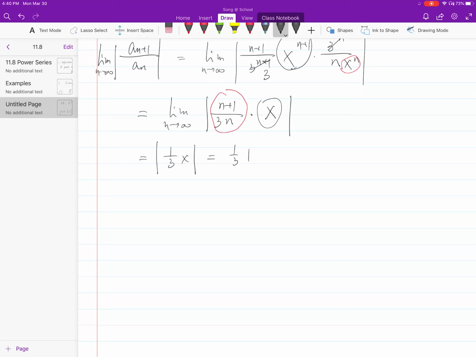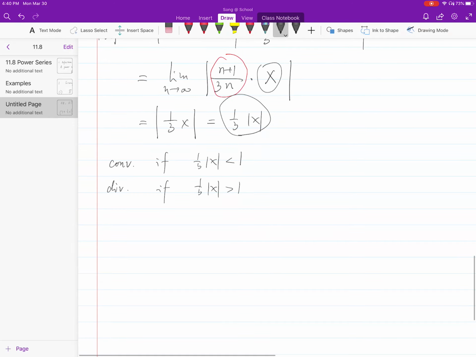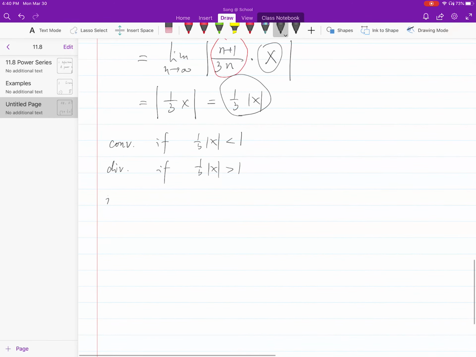So if you think about it, you can rewrite this one. You can take the 1/3 out, which is this. Now you can write down this. Okay. Whether the whole thing converges or diverges depends on how big this number is. It will be convergent if this is less than 1. It will be divergent if this is bigger than 1. It will be inconclusive if this is equal to 1.